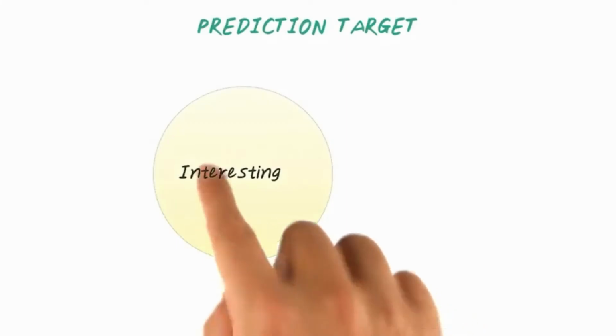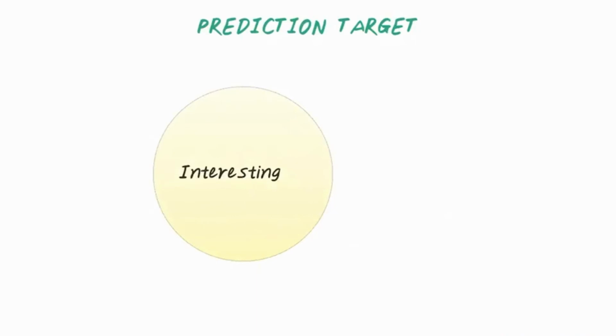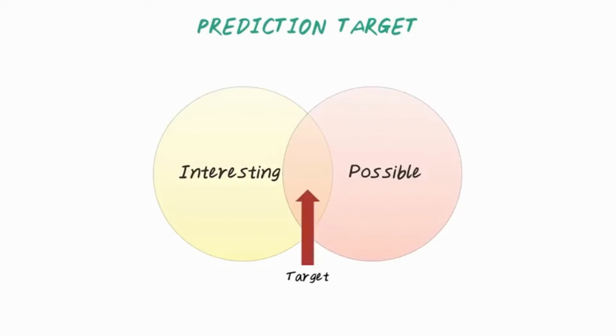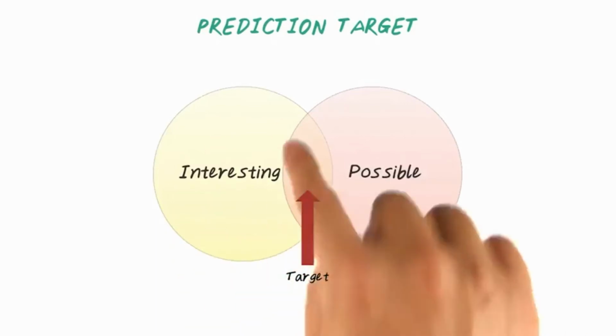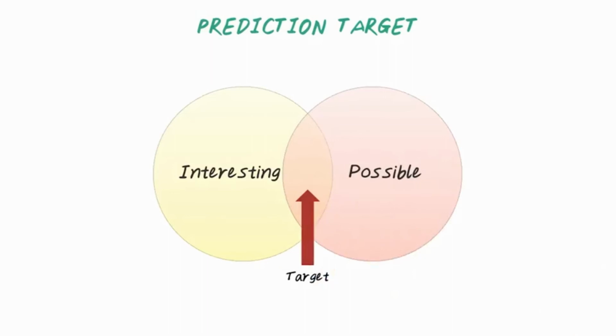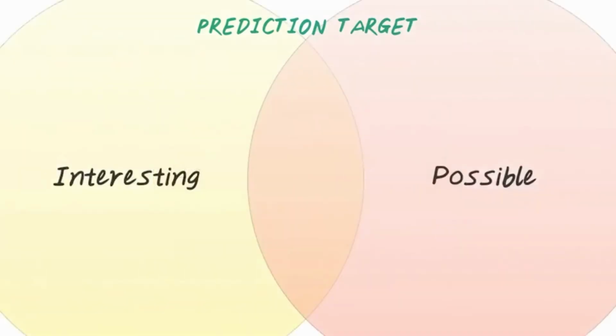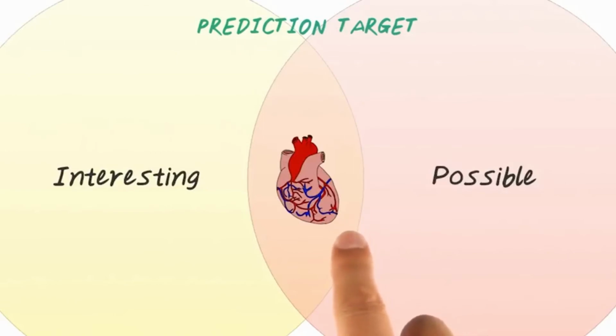Prediction target. There are often many targets that an investigator wants to predict using the data they have. However, only a subset of them are possible. So, we should choose the prediction target that addresses the primary question that is both interesting to the investigator and possible to be answered using the data. In this lecture, let's focus on predicting the onset of heart failure, which is an interesting and potentially possible target.